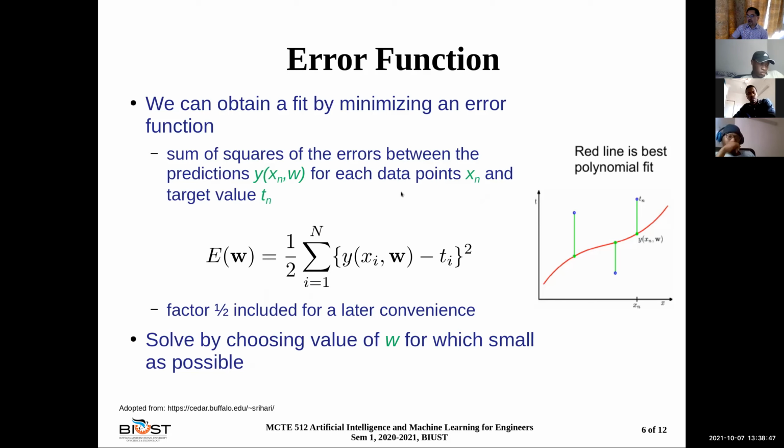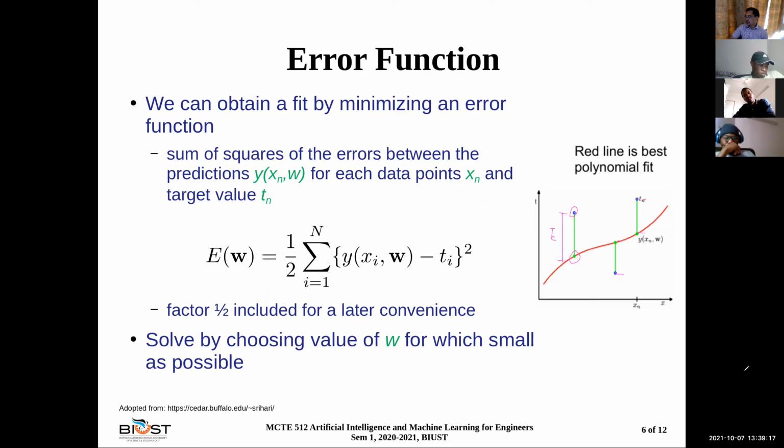We know that we have a very good estimate when the error between the target value and the function is small. In this case, this is the target value, and this is your function, so this is the error. In every point, there's an error in this case. This is the error also, and that's the error.